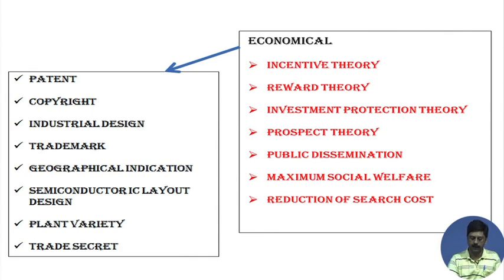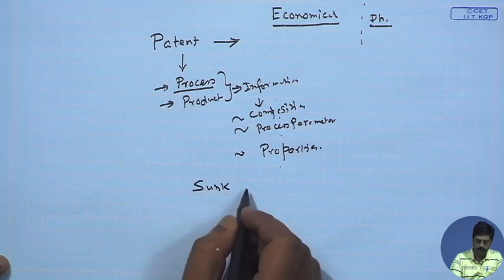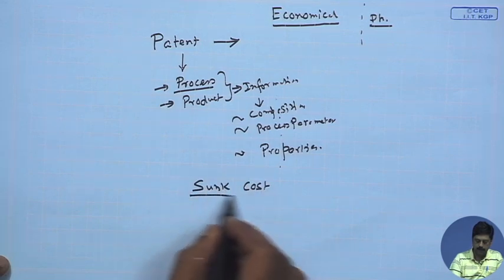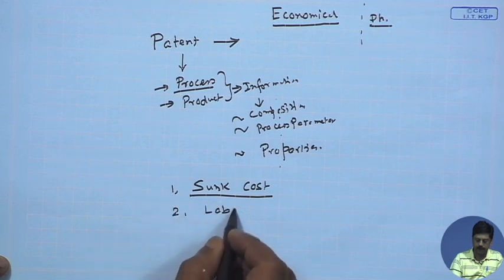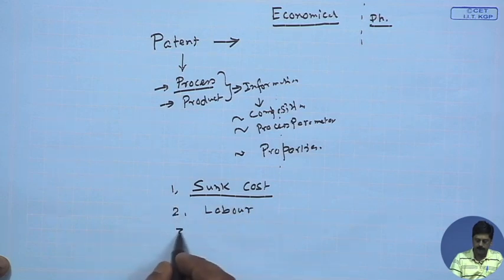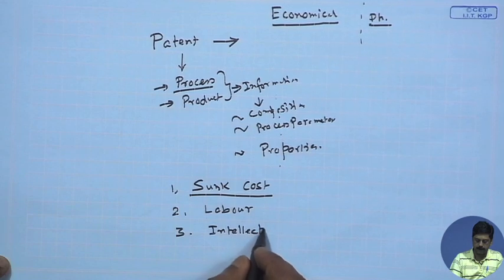Now I want to link everything with reference to the theory. So sunk cost: I call sunk cost one component, then another components. Let's say different components. We call labor, the intellectual labor of the inventors. Then intellectual contribution, labor, intellectual contribution of the inventor. Agree?